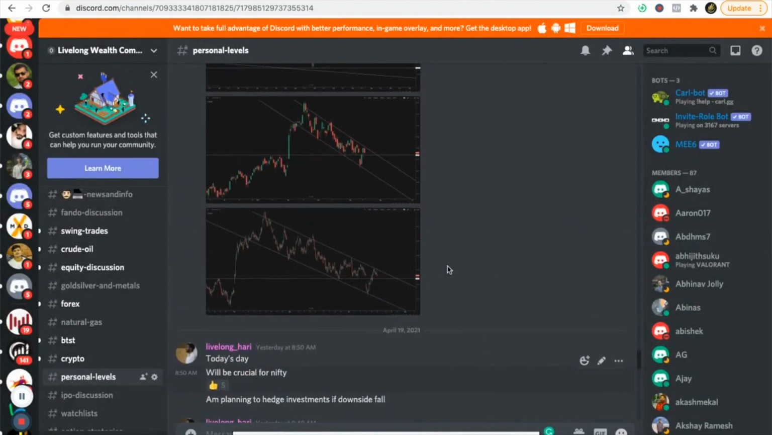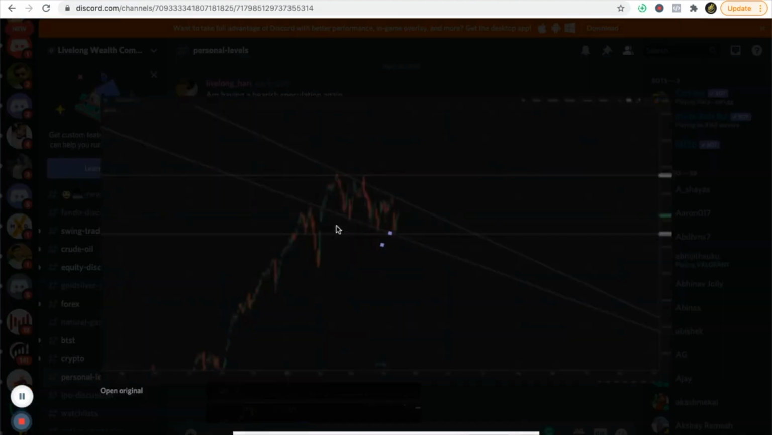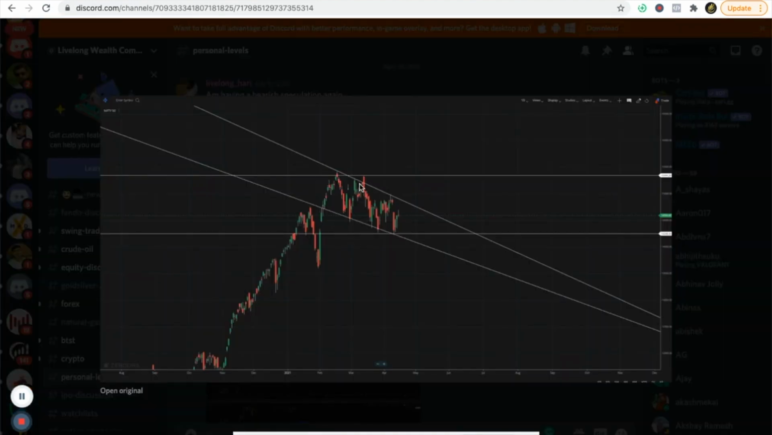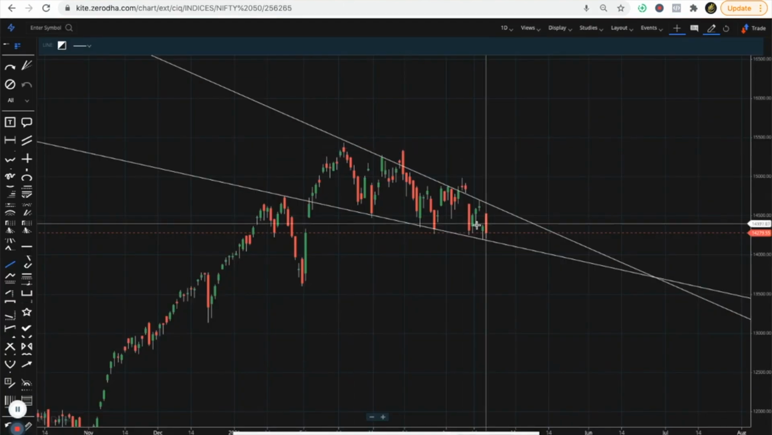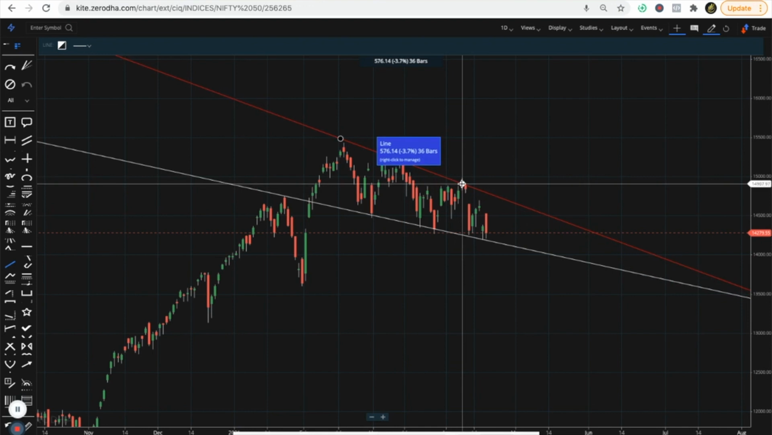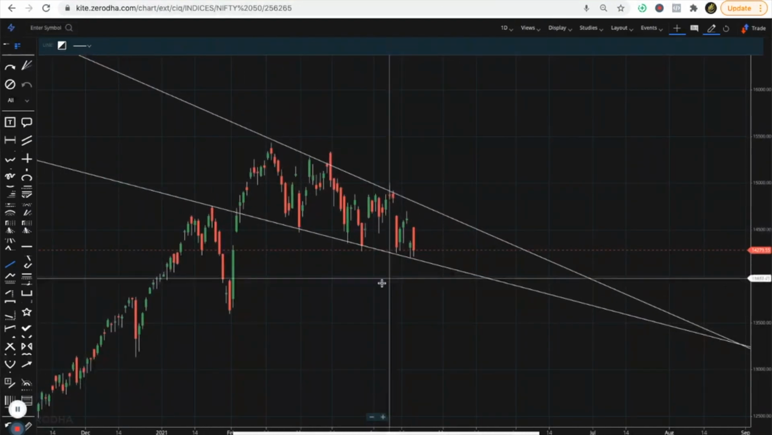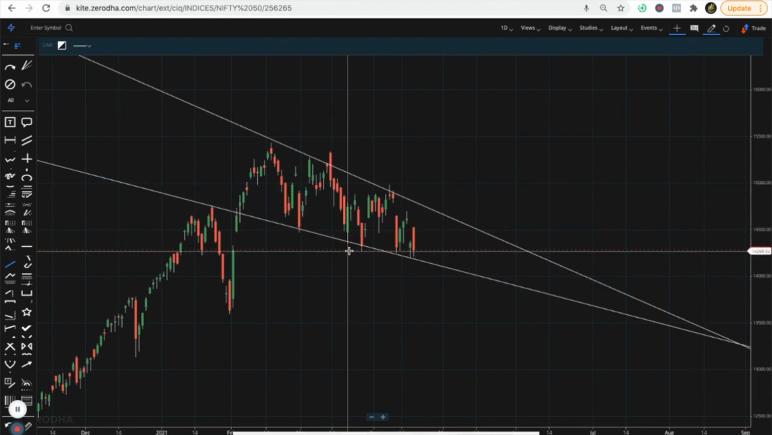Now let's take Nifty. You see, Nifty was respecting these trend lines much earlier also. When we mark them, here also it is being respected. The trend lines are being respected over here too. Now this is the 1 day time frame.